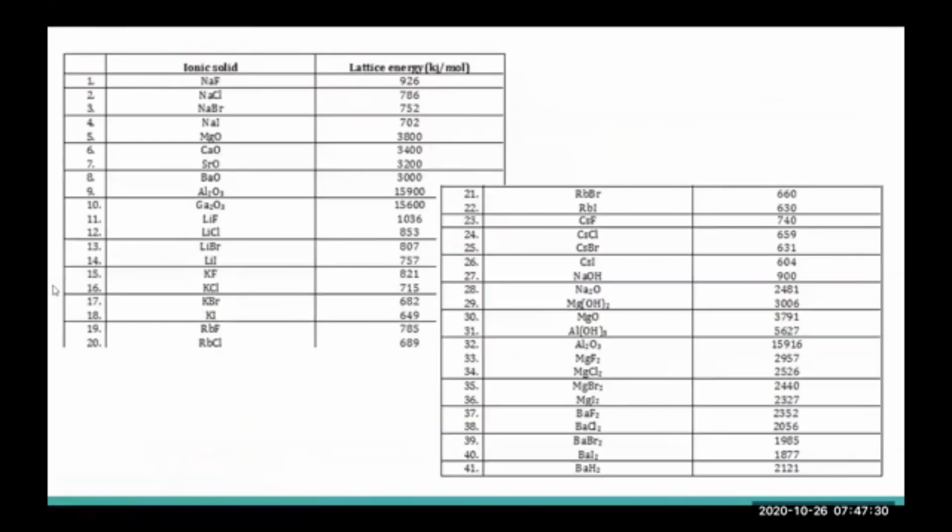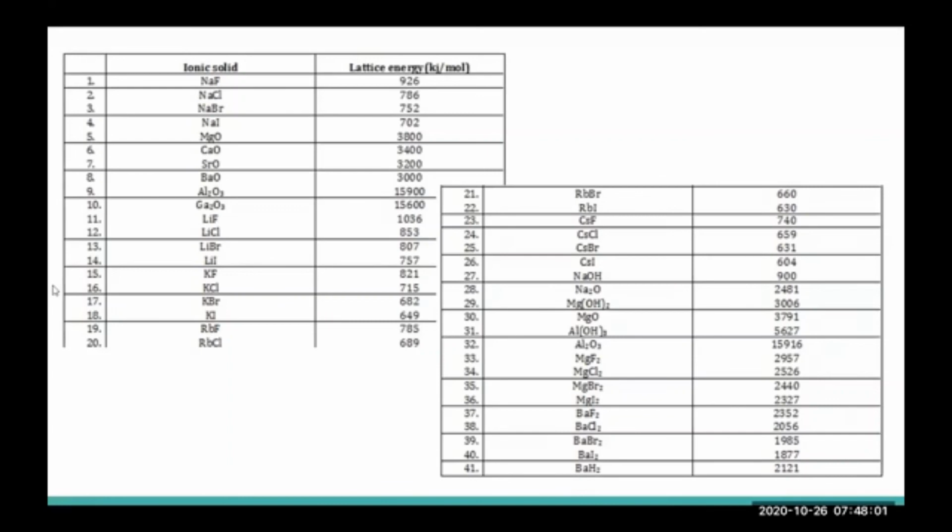So let's look at some examples. So sodium fluoride, these are all negatives, but they don't necessarily write them as negatives because they know that they're negative. So kilojoules per mole is what lattice energies are measured in. So sodium fluoride is negative 926 versus aluminum oxide, which is negative 15,900. It's going to be easier to pull apart sodium fluoride than aluminum oxide.